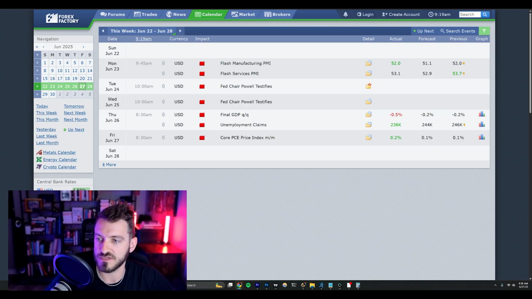Unemployment claims came in lower than expected, which means the labor market's still resilient. This is good economically, but it makes the Fed's job a little bit more difficult.